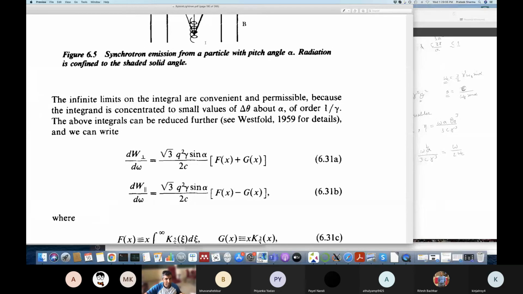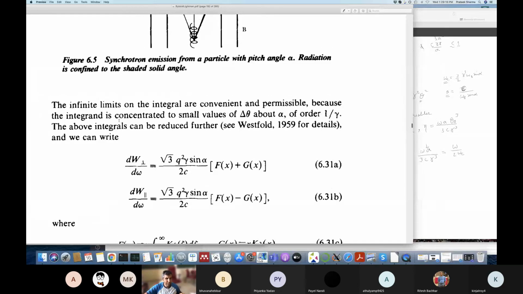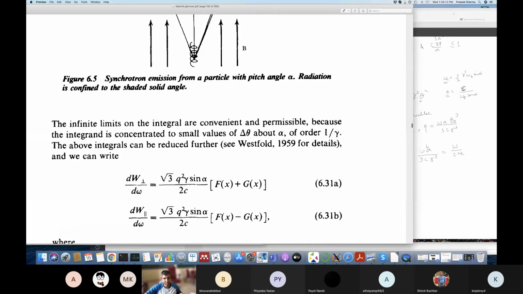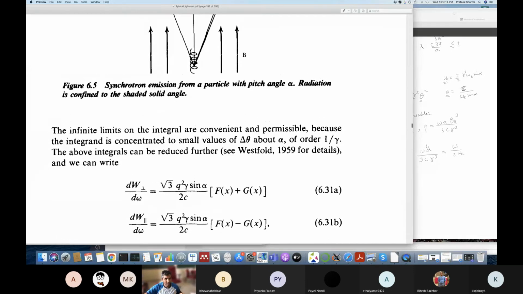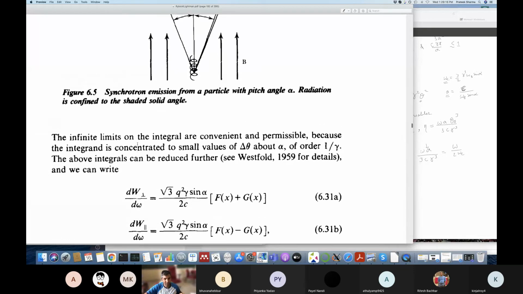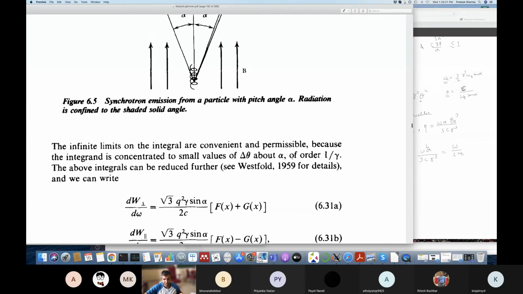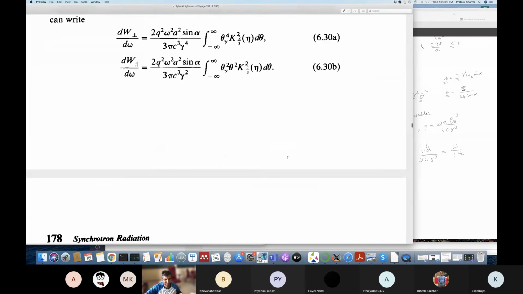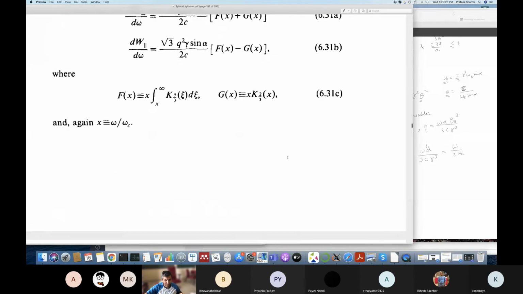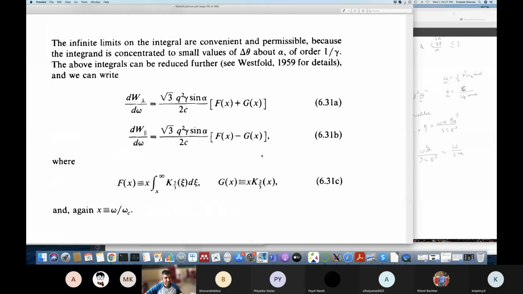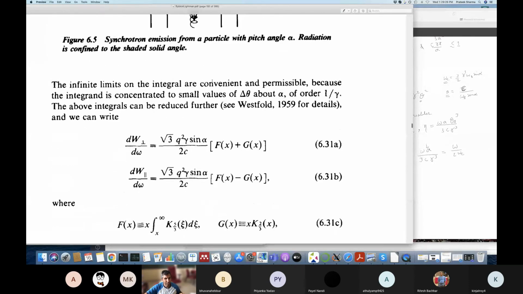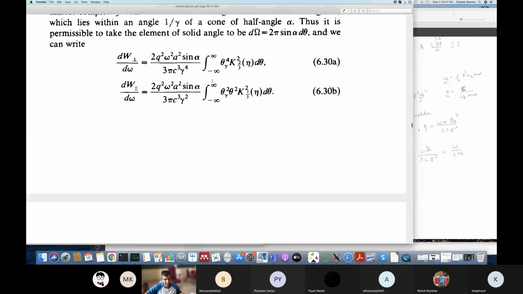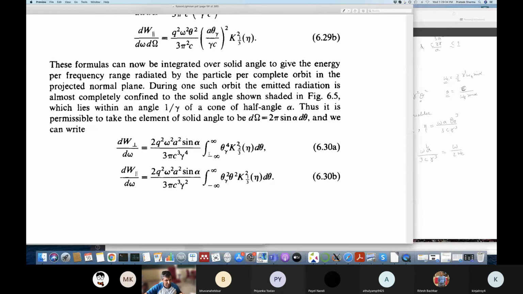So the infinite limits of the integral are convenient and permissible because the integrand is concentrated to small values of delta theta about alpha of order 1 by gamma. That is fine. Now, what has he done? The above integrals can be reduced further. So these are the integrals.